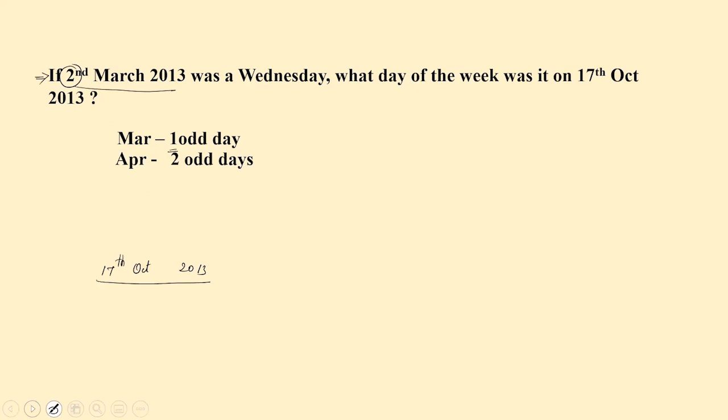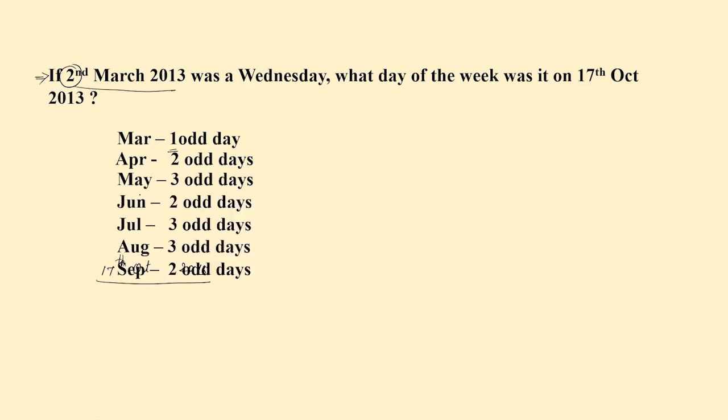After that comes April. April has 30 days, so 2 odd days there. After that comes May. May has 31 days, so 3 odd days. June 30 days. July 31 days, so 3 odd days. August 31 days, so 3 odd days. Then comes September, which has 30 days, so 2 odd days. But I'm still not done. I need to calculate till October, and in October I need to include the 17th day. In 17 days, 17 divided by 7, the remainder is 3 odd days.